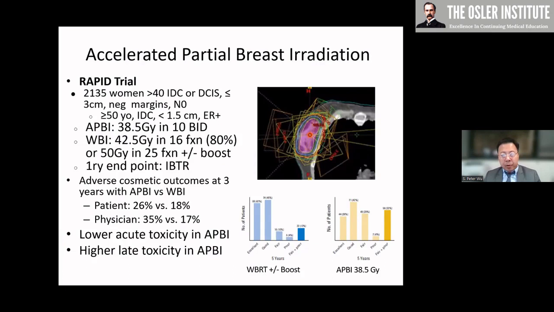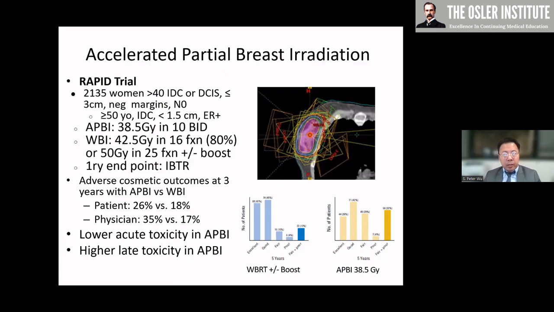Here is yet another way of doing it. It's the RAPID trial. It compares 38.5 gray in 10 fractions BID with whole breast 42.56 hypofractionated regimens. So this is an important trial, not for the dose regimen, which is again more inconvenient, but rather comparing it with a hypofractionated regimen. We think the conventional hypofractionated are equivalent from the trials I presented previously, but this is a direct comparison.